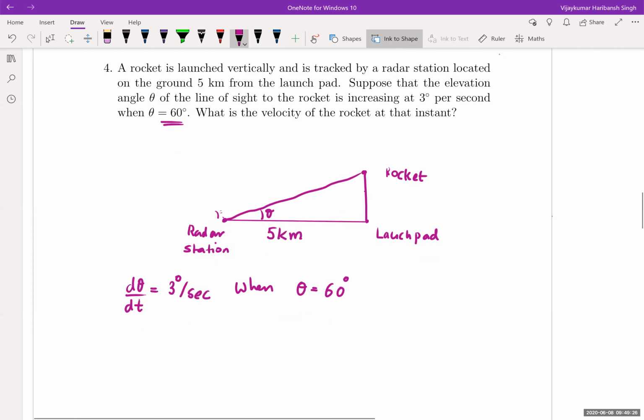What is asked? What is the velocity of the rocket? So let this be x. Then we are asking what is dx by dt, right? Because the change of the height would give you the velocity, because the rocket is launched vertically. So all the change is in the vertical direction. I'm using the symbol x for it; you can use whatever symbol you want. So x denotes the distance from the launch pad vertically up. We want to find out dx by dt.